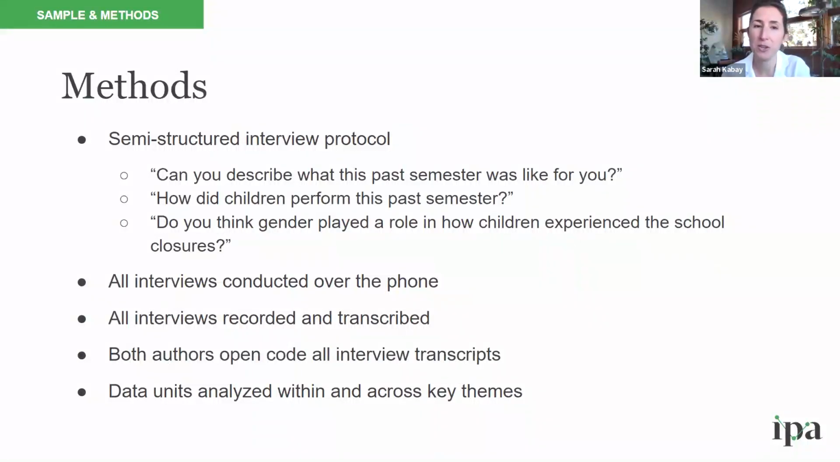So we used a semi-structured interview protocol, starting with very broad questions. So again, this was the way in which the issue of boys' education emerged, not as something we had initially programmed into our survey instrument or into the design of the study, but in response to some of these general questions, getting teachers and parents to reflect on what was this past semester like for you? What has the return to school been like, and the period of school closures?